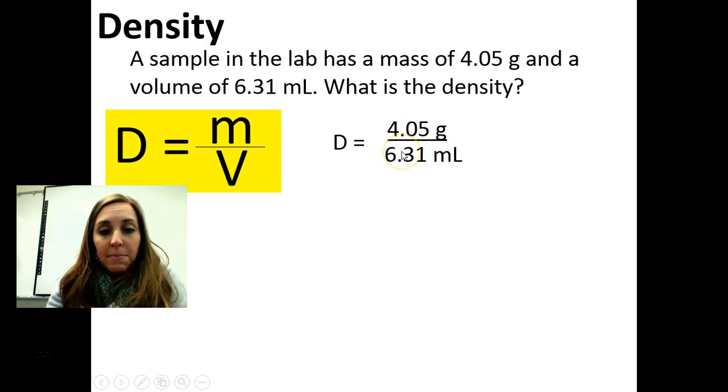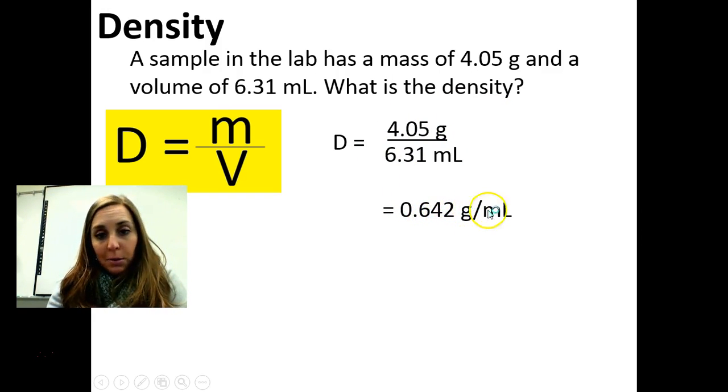4.05 grams divided by 6.31 milliliters. Notice here are my units, grams per milliliter. There's nothing for those to cancel out with, so they have to stick around. You do the math and you get 0.642 grams per milliliter. Do not forget the unit. You can't have any naked numbers.